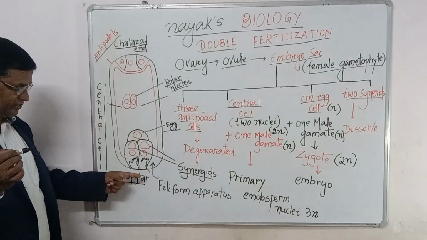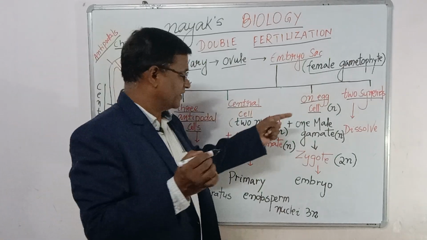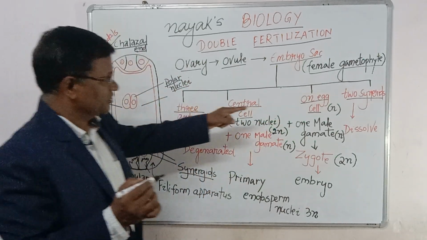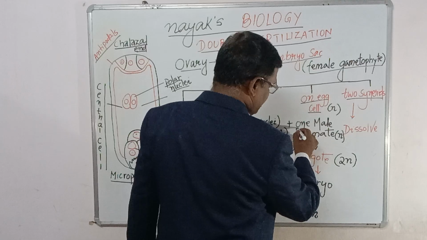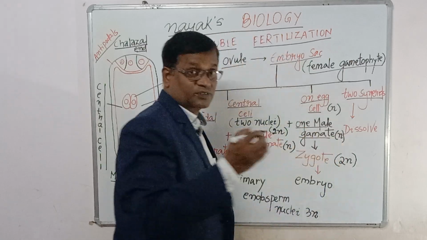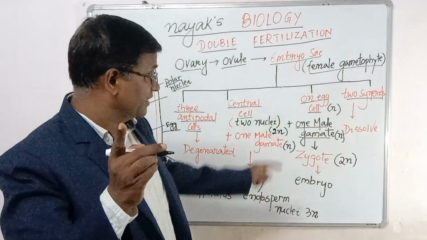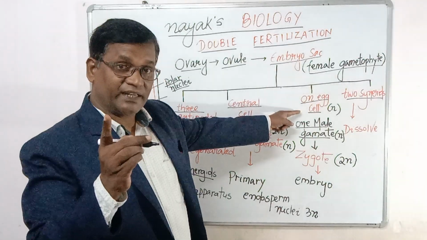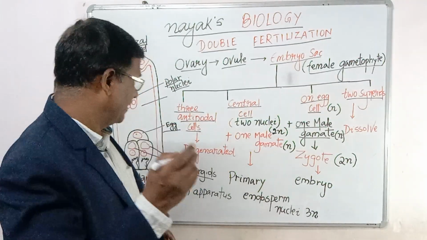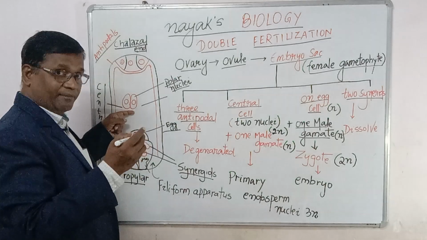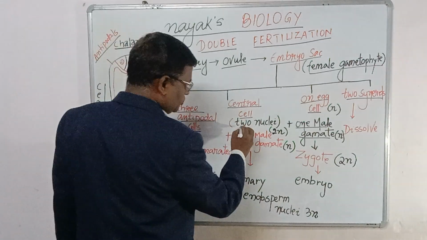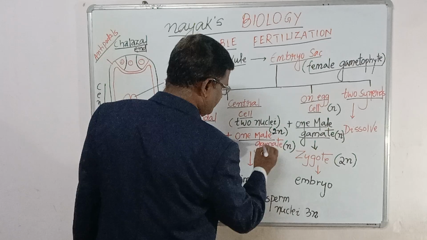The two male gametes are entered. After that, this egg cell combines with one male gamete. One male gamete fuses with the egg cell, and the other male gamete which remains is fused with the central cell.